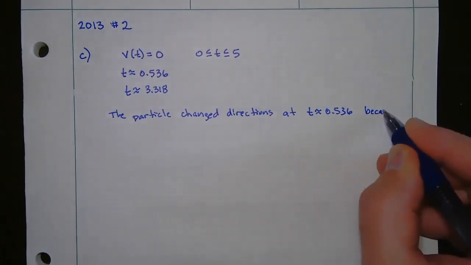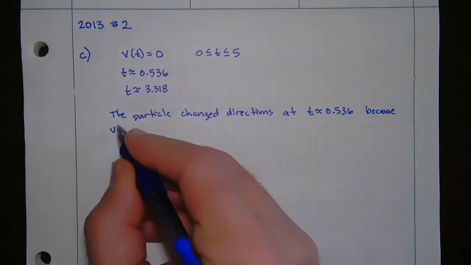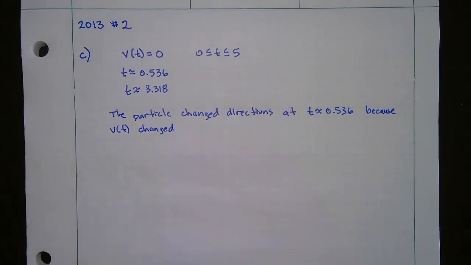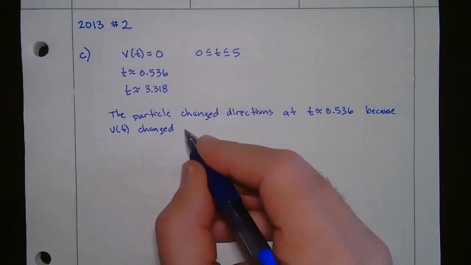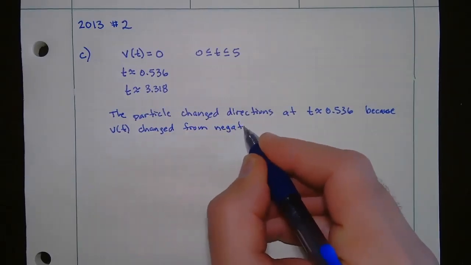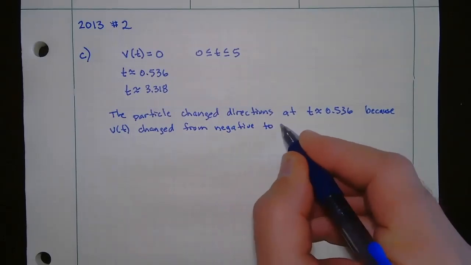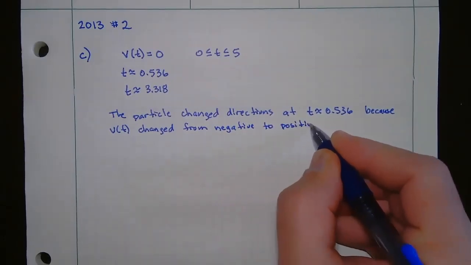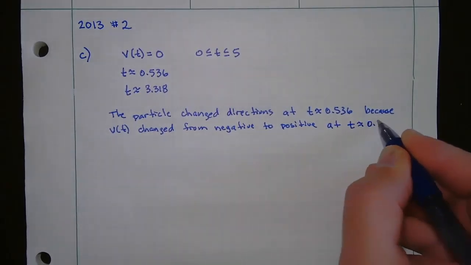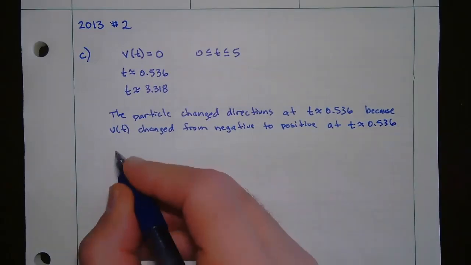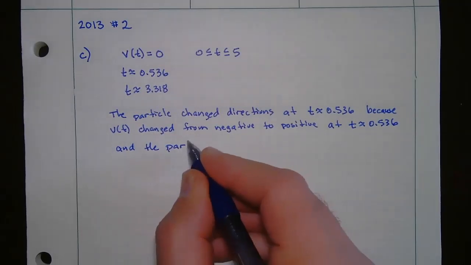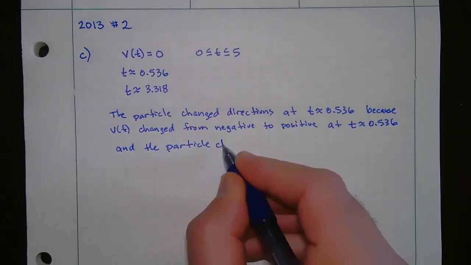because v of t changed, and it changed from negative to positive at that time value. So at t is approximately 0.536, the particle changed directions.